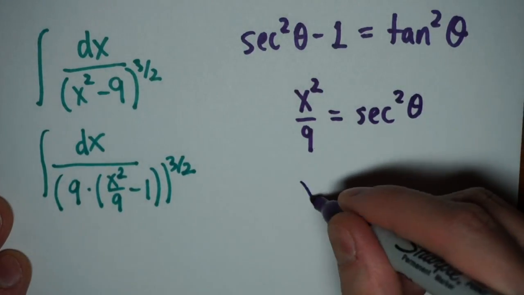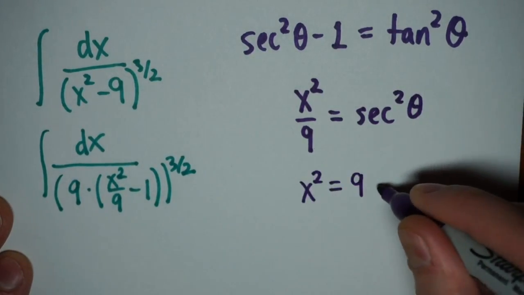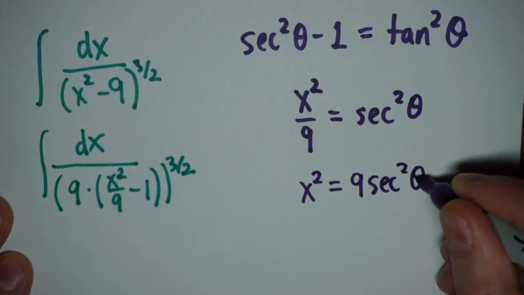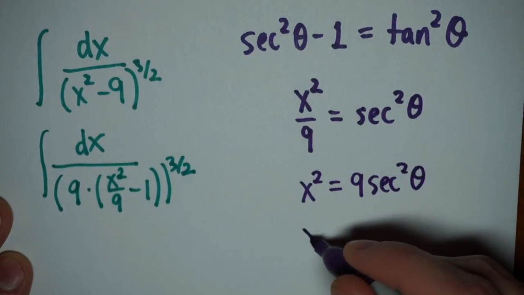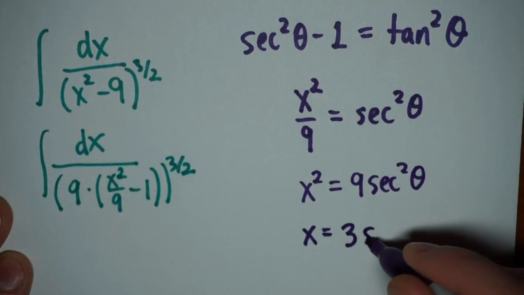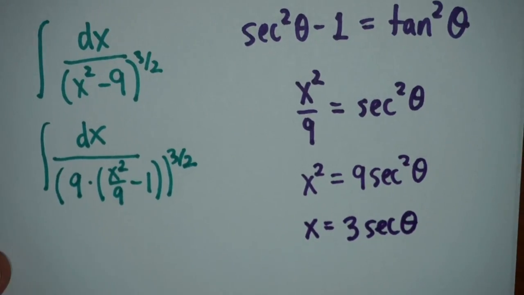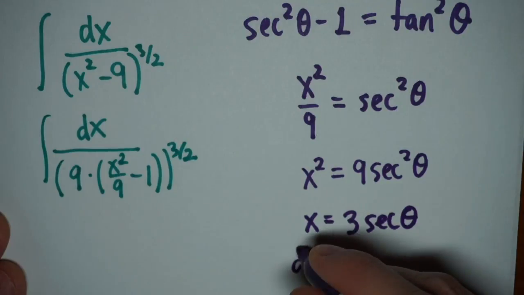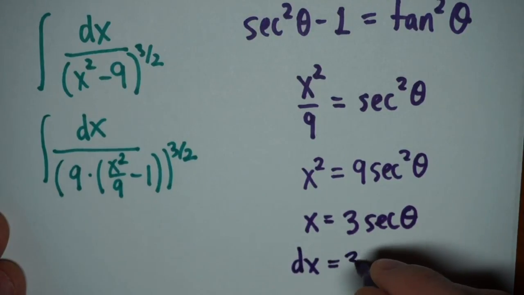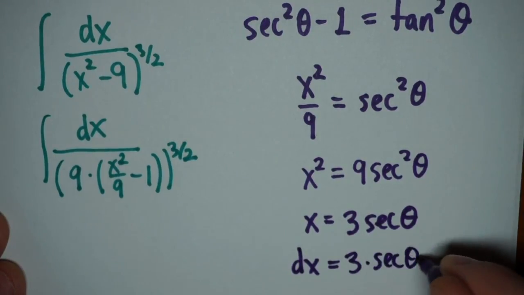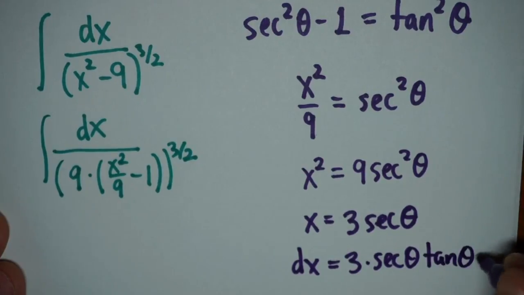If I take this and solve it for x, I get x squared is 9 times the secant squared of theta, and so I get my value for x that I want to use. x is 3 times the secant of theta. If this is my x, then my dx is going to be 3 times the secant of theta times the tangent of theta, d theta.